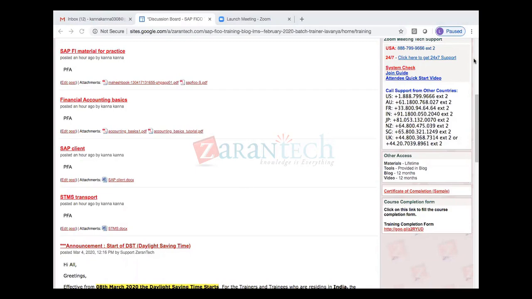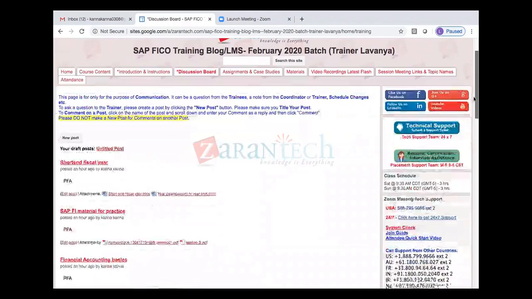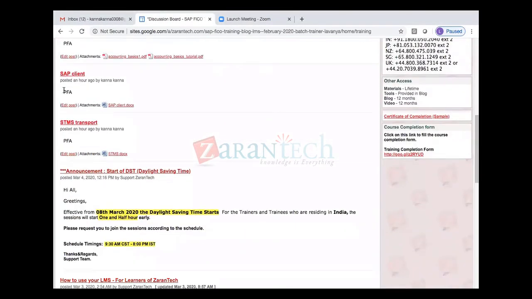Radhika, you are not able to see the notes. Which notes you are not able to see? Can you please unmute and tell me? I can see the SAP FI material for practice and the financial accounting basics. Can you go to the discussion board in the blog? There you will be able to see. Everybody will be able to see these notes in the discussion board. The material that support teams provide you can find in the materials tab, and whatever notes that I'm providing, you will be able to see from the discussion board.